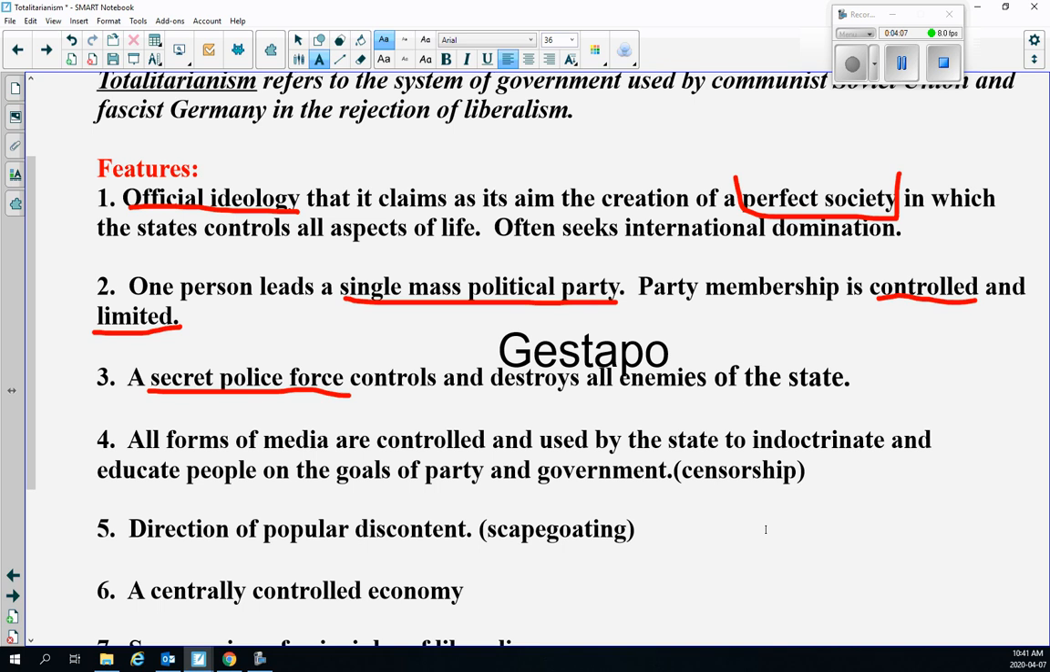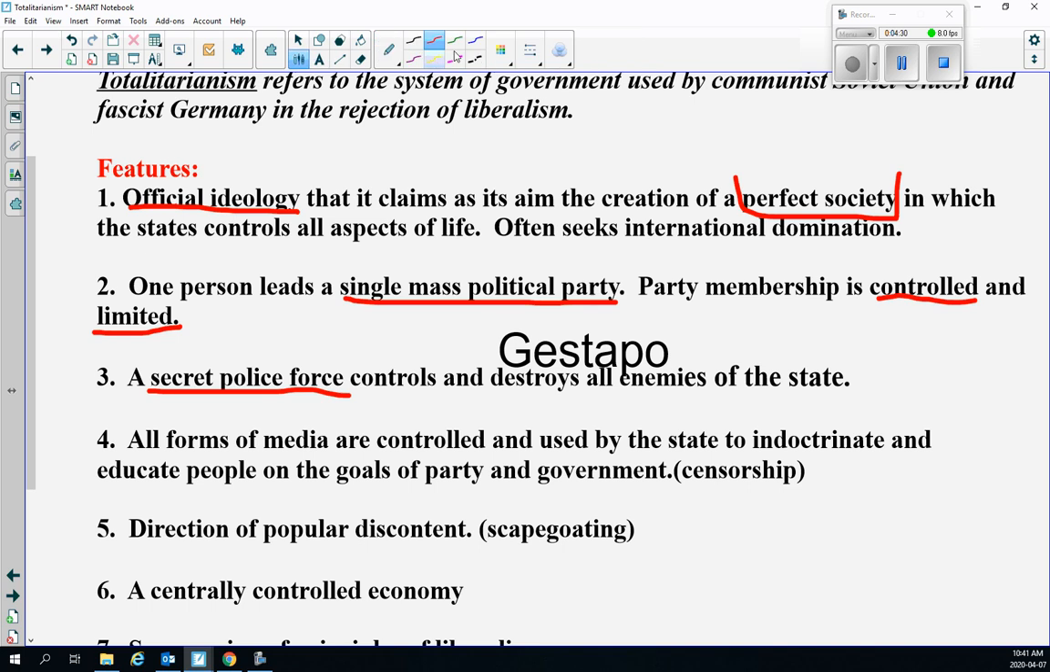So these were people that would infiltrate society. You didn't know who they were. You didn't know where they were, and they were around to sniff out treason, to arrest people and take them away if they threatened the Nazi government. The secret police force acts above the rule of law. They don't answer to anyone really.